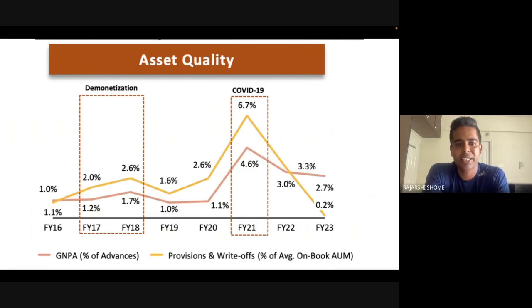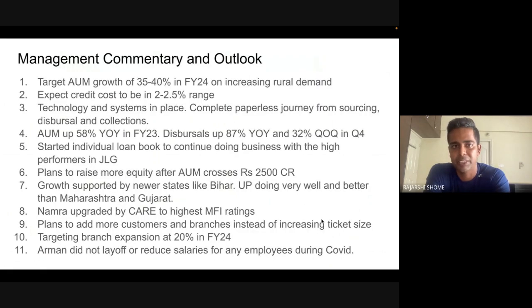Now look at asset quality. Again, having said that, look at this. Their asset quality did go up during demonetization, but right after demonetization, the asset quality improved. COVID में again asset quality worsened, but asset quality किसका खराब नहीं हुआ था in COVID में, right? But then just look at the drastic recovery in asset quality right after COVID. That shows the structural nature and the sustainable nature of the model of Arman Financials.